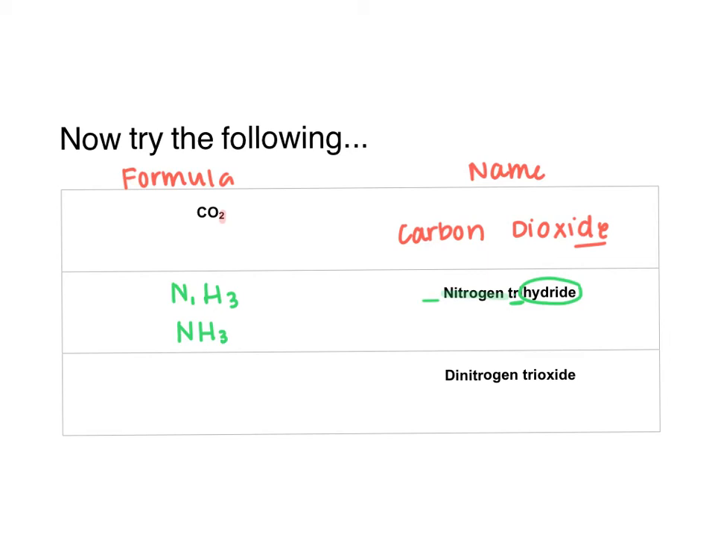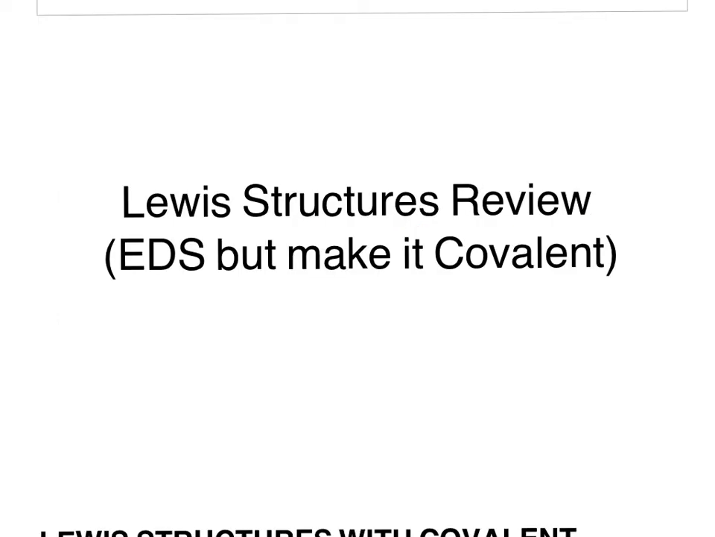Next, I'm still dealing with nitrogen, and my prefix is di, meaning I have 2, so I put N2. Dealing with tri again, oxide is my element, so I put O3. And that is all it takes for going from name to formula and formula to name with covalent. Now we're going into Lewis structure review, which is electron dot structure, but make it covalent. So let's get into the steps for that.